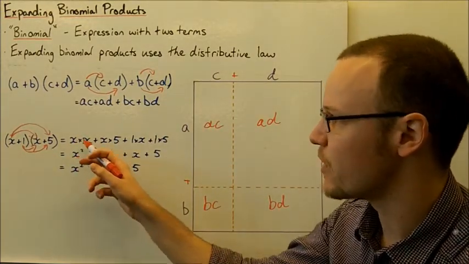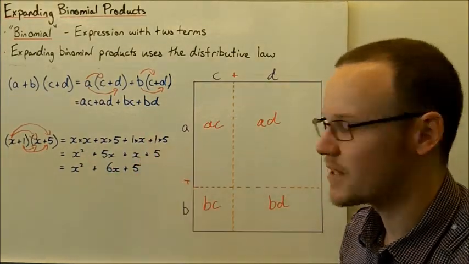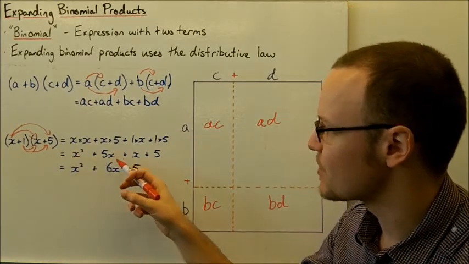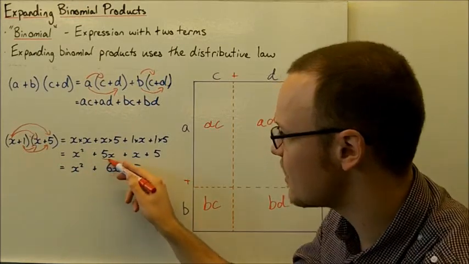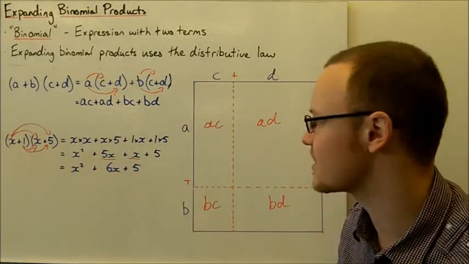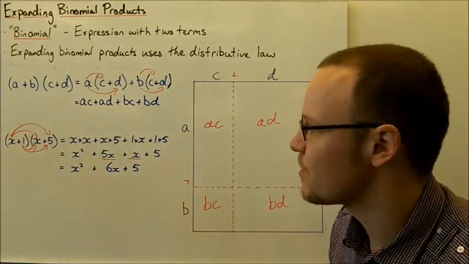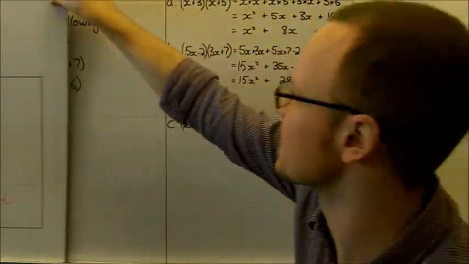So then we've got x times x is x squared, x times 5 is 5x, x times 1 is just x, 1 times 5 is 5, so we've got x squared plus 5x plus x plus 5. We can collect like terms, and these are the only two like terms there, 5x and x. If we add 5x and x together we get 6x, so we get x squared plus 6x plus 5. Okay, let's have a look at some other examples now.